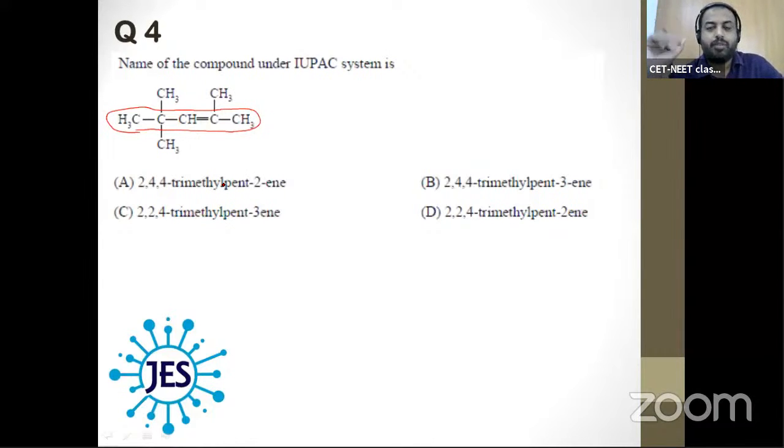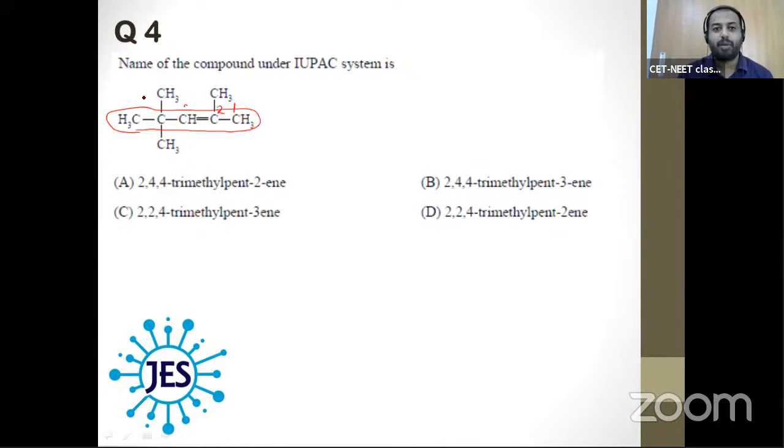This is where you have to be careful. While numbering the chain, you should first give preference to the multiple bond, then substituents. First preference for multiple bond, then substituents. Okay, so here you have numbering from the right side. 1, 2, 3, 4, 5.